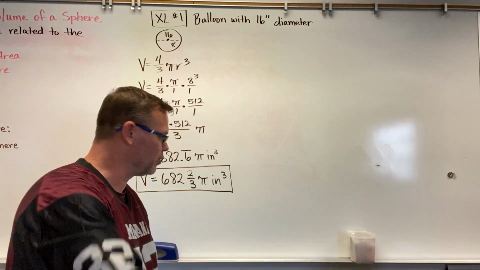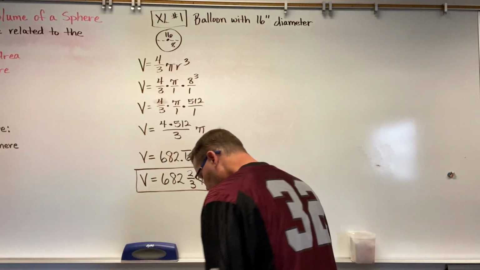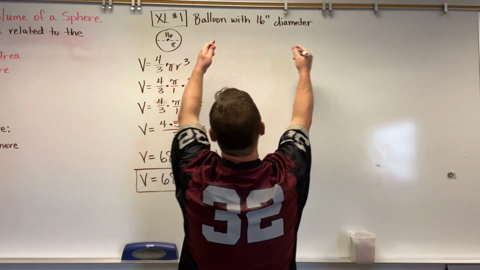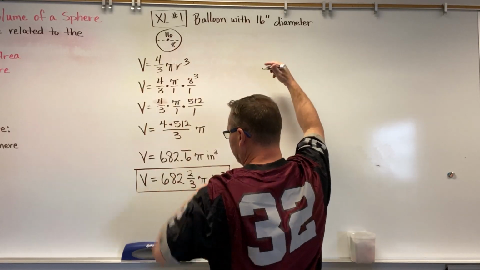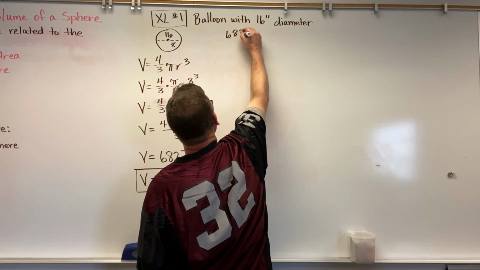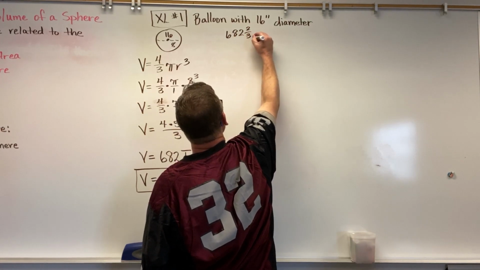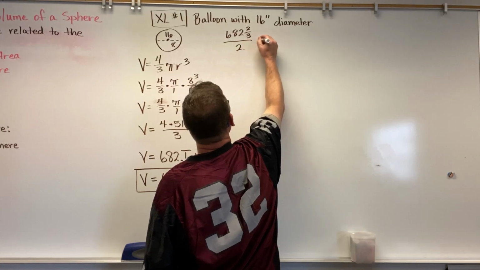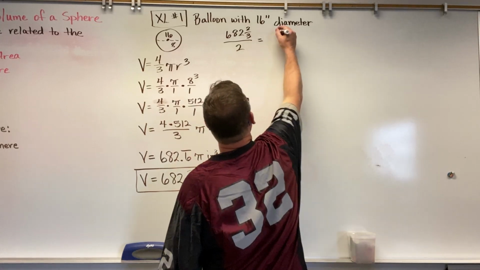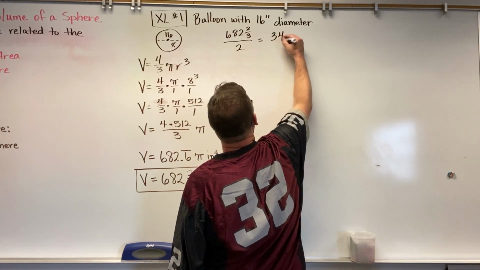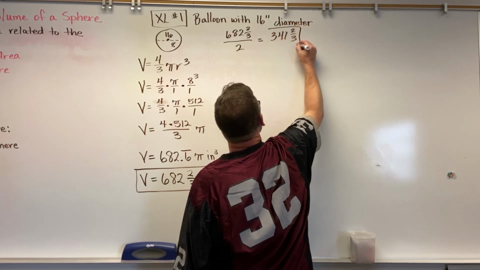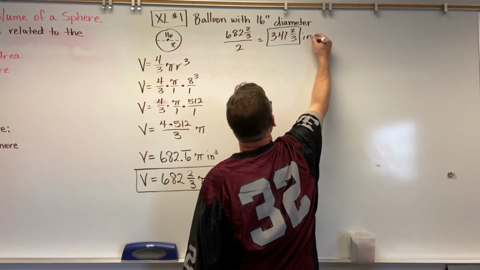However, now we need to go through, and this part isn't too bad. We have to divide it by 2 so we know what the volume is if it were halfway deflated. So in other words, I would go 682 2/3 divided by 2. So then we would find out that it is, oh my gosh, I can do this in my head, 341 2/3. Okay, so this is, again, inches cubed.